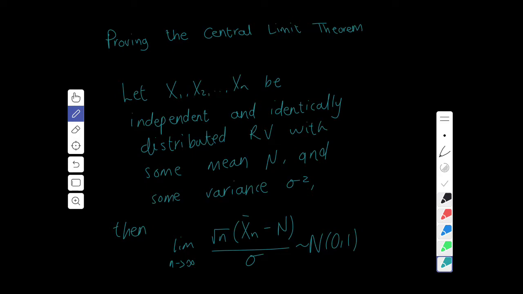Then the central limit theorem says that as n goes to infinity, this standardized form of your sample mean will look like a standard normal. Remember, standardizing a variable means subtracting its mean and dividing by its standard deviation, and in this case, this is what it's saying. Okay, so I have a whole video about the explanation behind the central limit theorem and why it's important. In this video, we're going to be proving it.